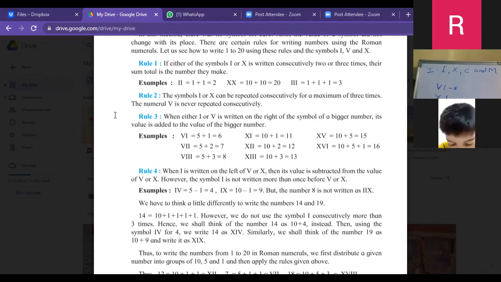When 1 is written on the left of your 5 or a X, then the value is subtracted from the value of the bigger number. Now I will tell you what it is saying. Okay. Rule number 4, what does it say? Abhi ye kya diya hai? Yes. Will you look at the board here? Yes, teacher. You know this is what? What is this? Can you read this? 4. How can you say it is 4? How can you say it is 4? नहीं पता है. 5 में से 1 माइनस हो गया. Very good.